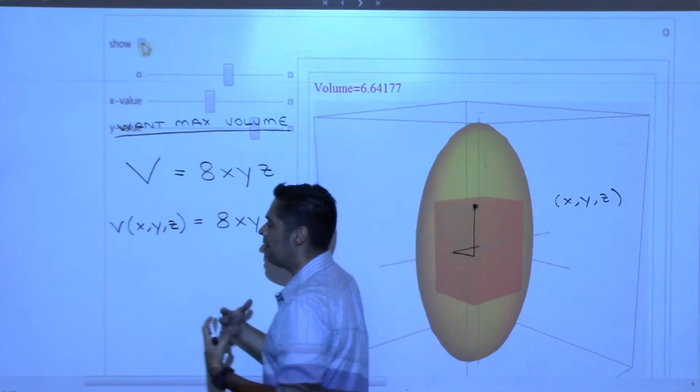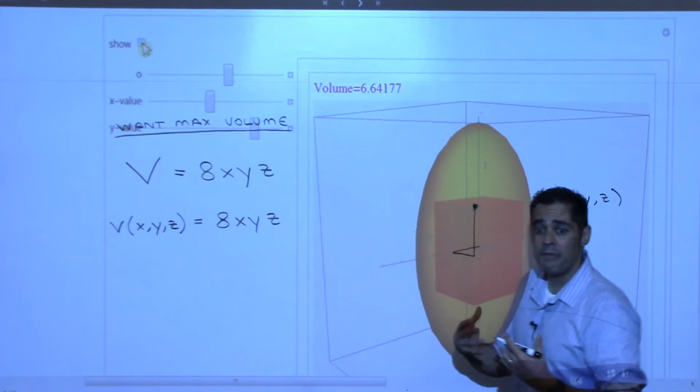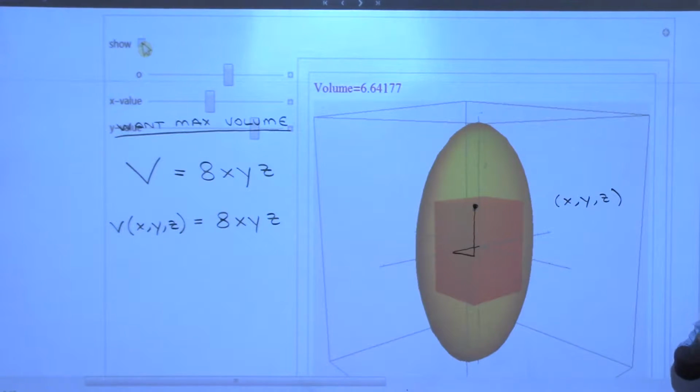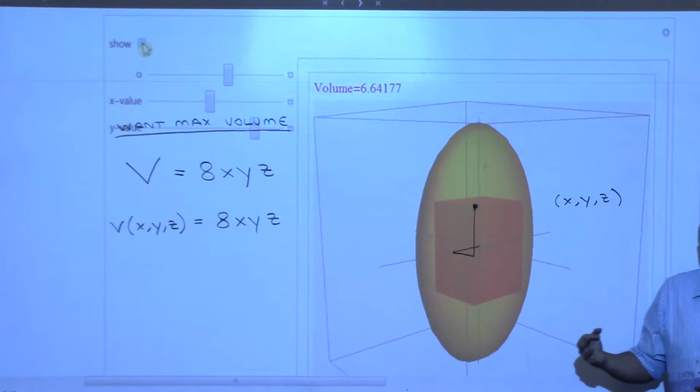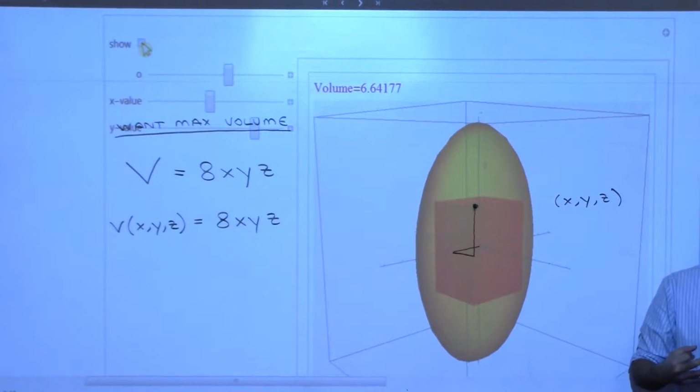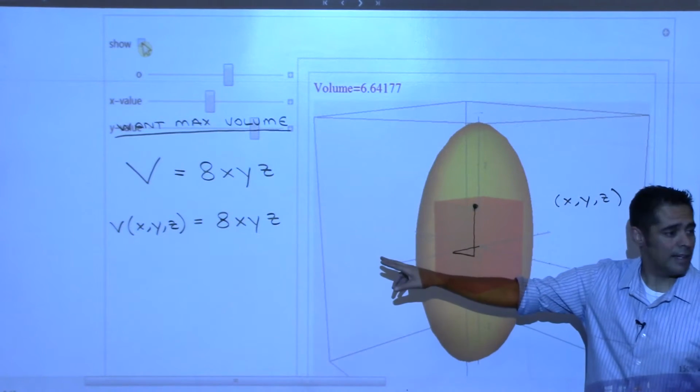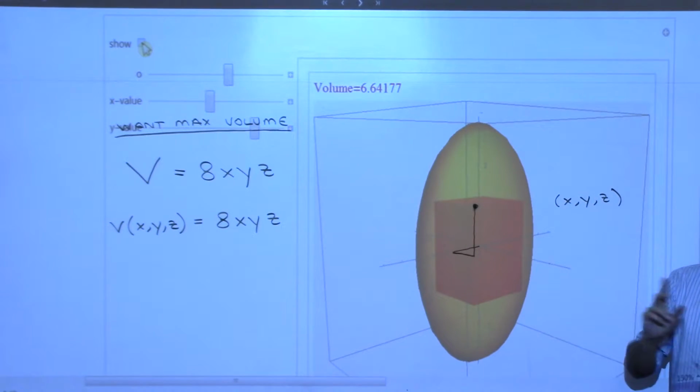Can we find right now the maximum of a function of 3 variables? What have we been doing the last 2 classes? Finding the maximum and minimum of functions of 2, right? So we can't handle this right now, can we? But there's something that we're missing here.